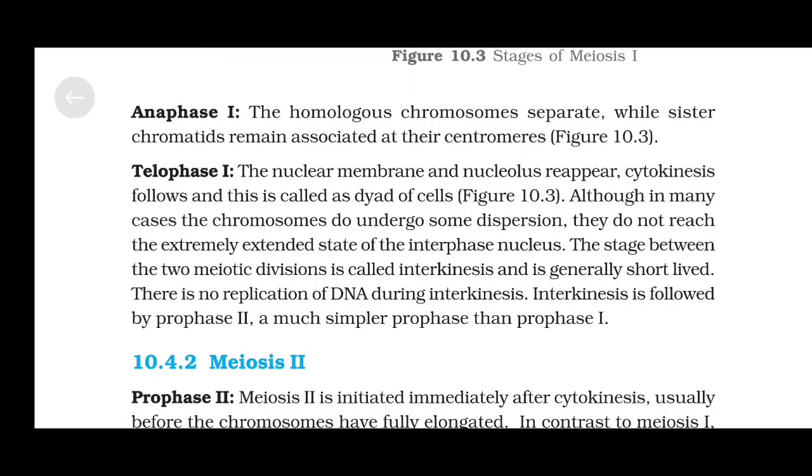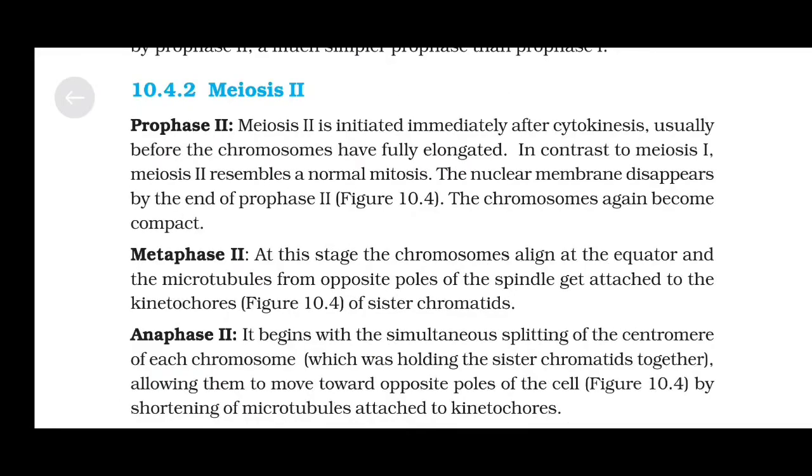Interkinesis is followed by prophase 2, a much simpler prophase than prophase 1. Meiosis 2. Prophase 2. Meiosis 2 is initiated immediately after cytokinesis, usually before the chromosomes have fully elongated. In contrast to meiosis 1, meiosis 2 resembles a normal mitosis. The nuclear membrane disappears by the end of prophase 2. The chromosomes again become compact.